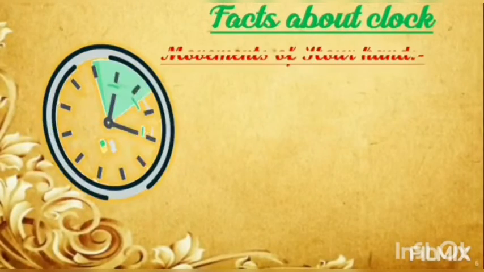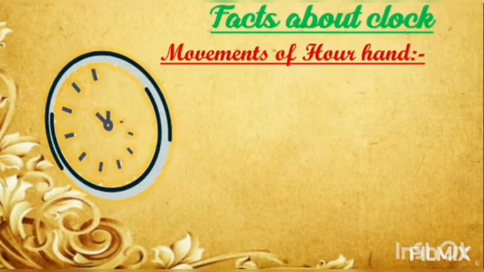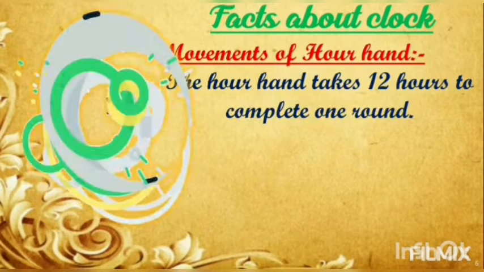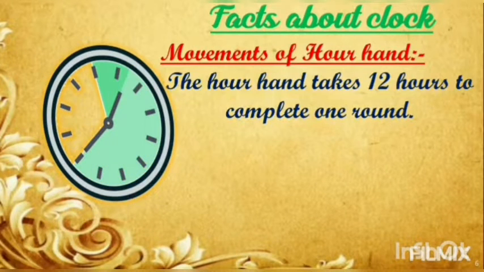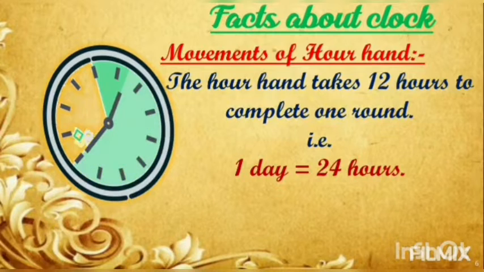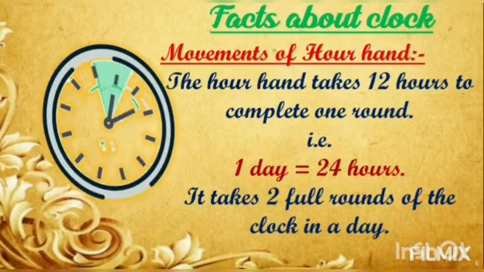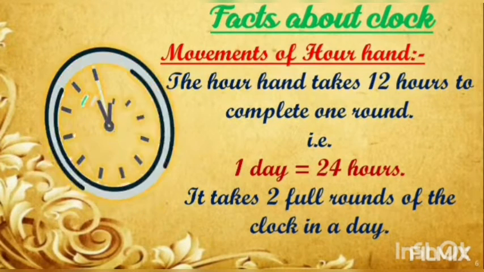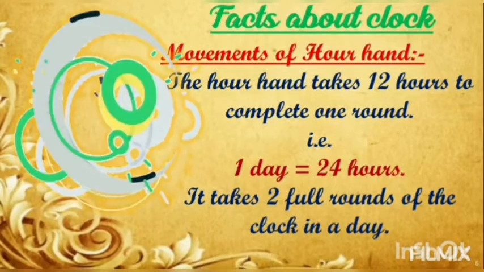Now, let's understand the facts about the movement of the hour hand. The hour hand takes 12 hours to complete one round. That is, 1 day equals 24 hours, which means it takes 2 full rounds of the clock in a day.